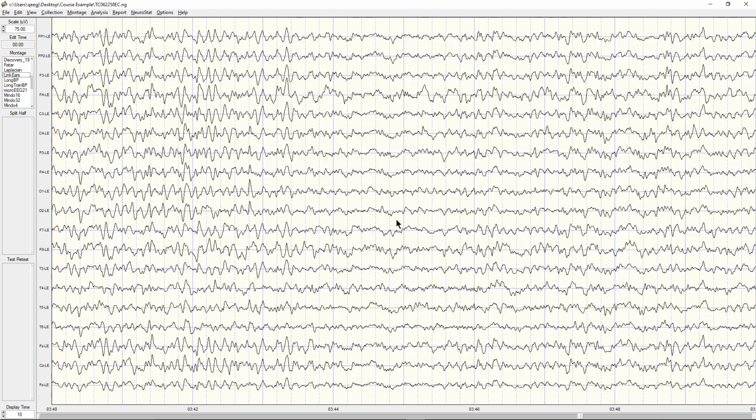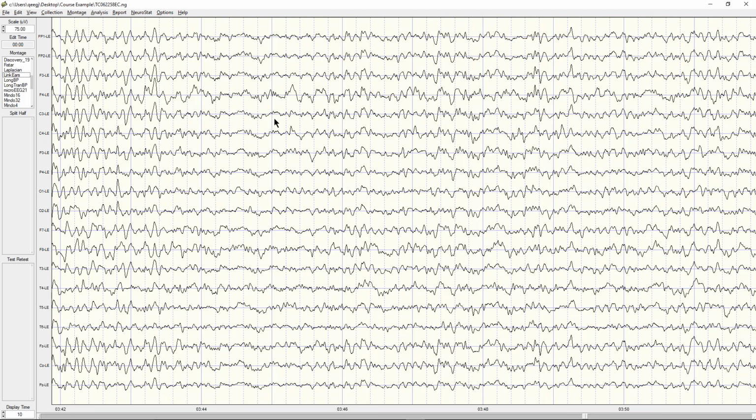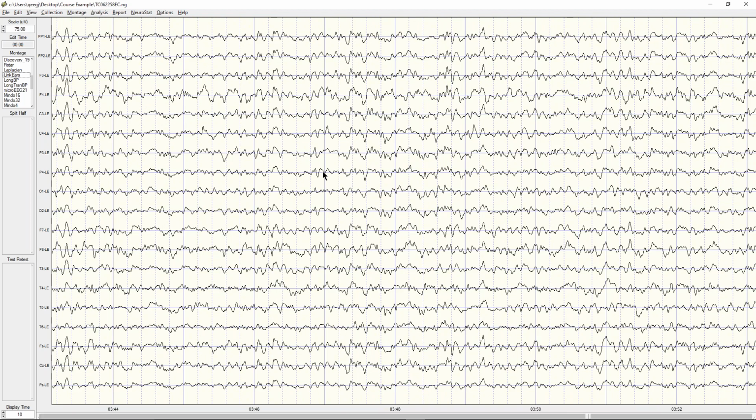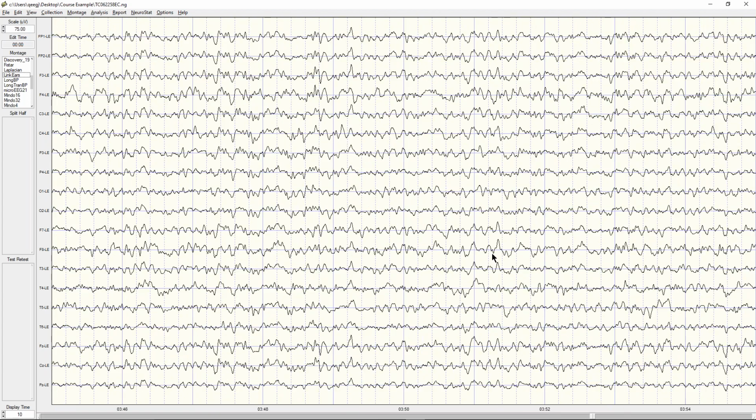So you see how the alpha drops off, and we start getting these waves here. We get some vertex sharp waves like these, which sometimes show up frontally. They're not necessarily at the vertex, although they're typically mostly at CZ. So we see FZ, PZ, CZ here. We see these vertex sharp waves.